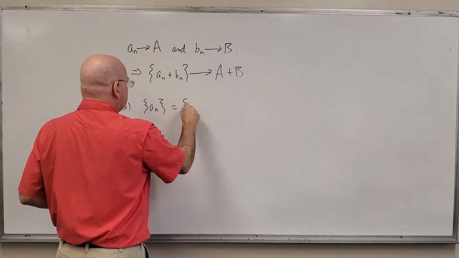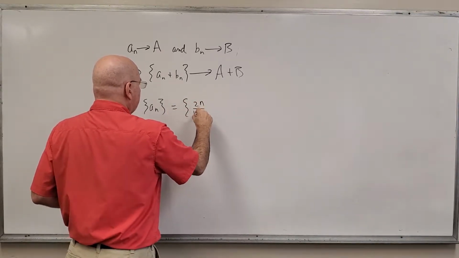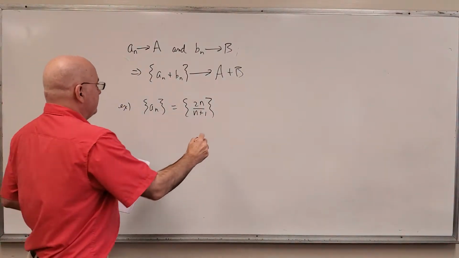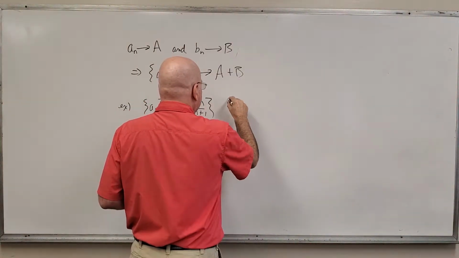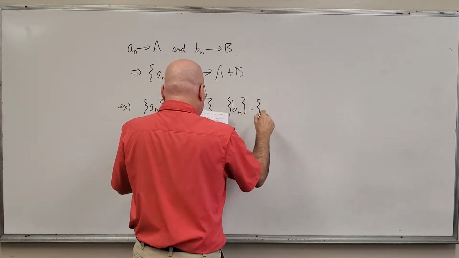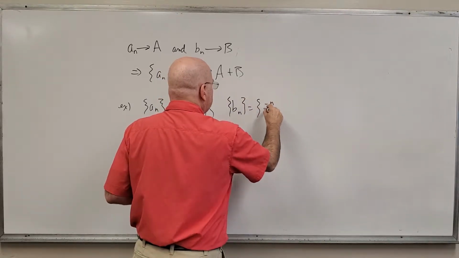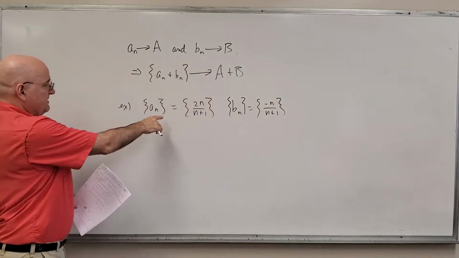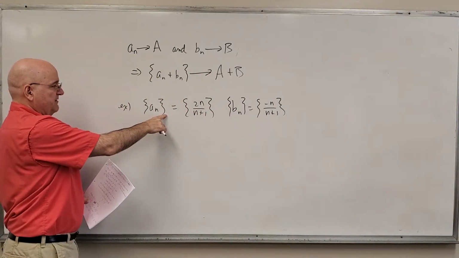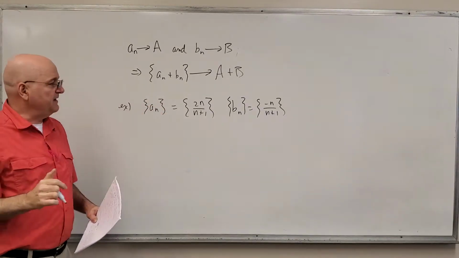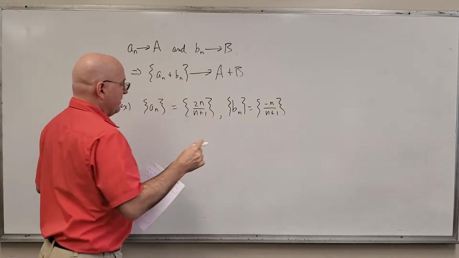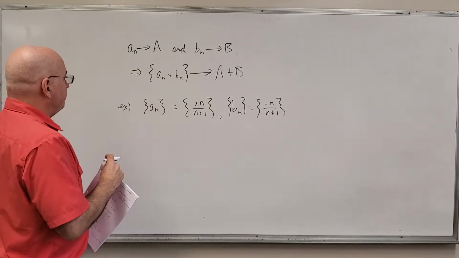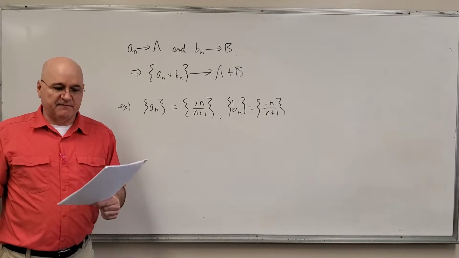Some real simple examples we can look at: let's take a_n to be the sequence 2n over n plus 1, and let's take b_n to be the sequence negative n over n plus 1. So obviously these go for all natural numbers n, from n going from 1 to infinity in both of those cases. Well, let's think about what we get when we combine the sum of these two.